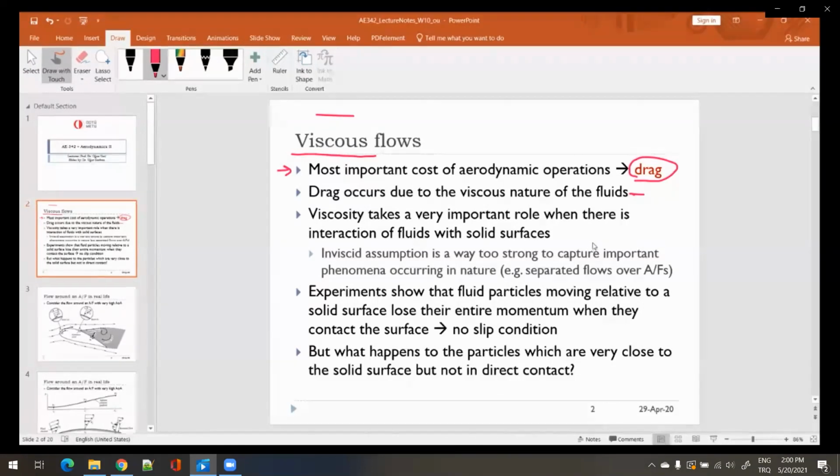In a simple control volume analysis, the momentum difference between the inlet of the control volume, which is in front of the body, and the exit of the control volume, which is after the body, exists if it's viscous flow, and that momentum difference is balanced by the drag force. So that drag force needs to be calculated.